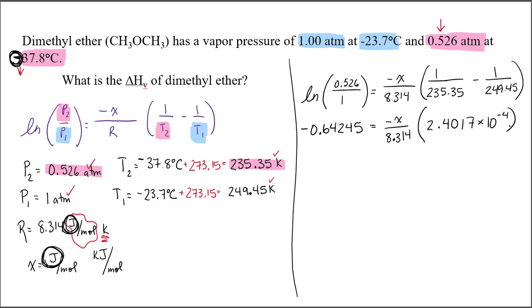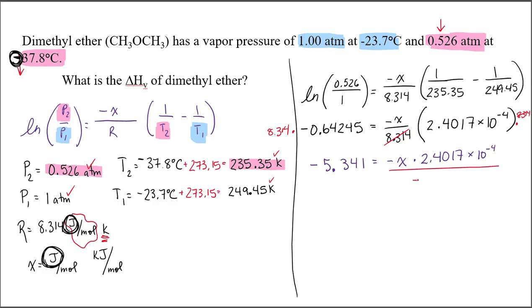It's small. We're good. Now, this is again where I start to panic about how to do orders of operations because it's been a minute. I'm going to multiply both sides by 8.314. That gets it out of the denominator. So negative 0.64245 times 8.314. I got negative 5.341 equals negative x times 2.4017 times 10 to the negative fourth.